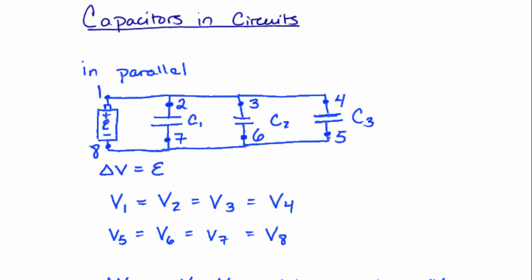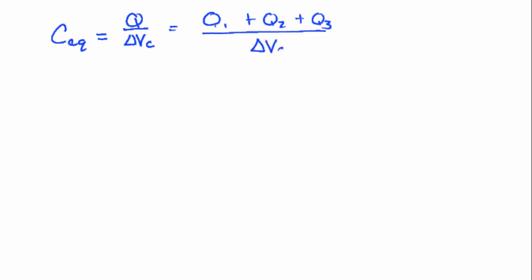Now, if we want to replace these 3 capacitors with one equivalent capacitor, it would have to have the total charge Q and the potential difference delta V sub C. So the equivalent capacitor that could replace all 3 of those would have total charge Q, and the potential difference would be the same as what we already have, delta VC.